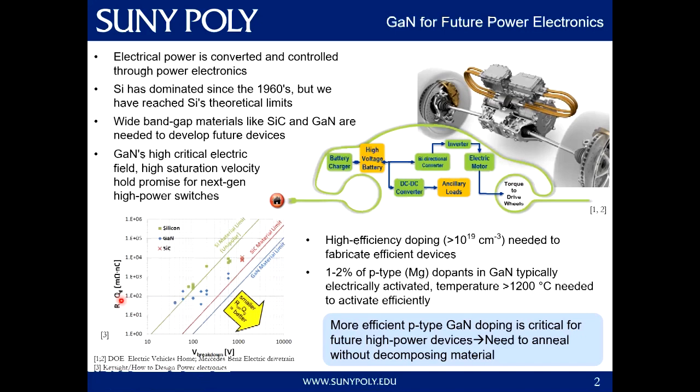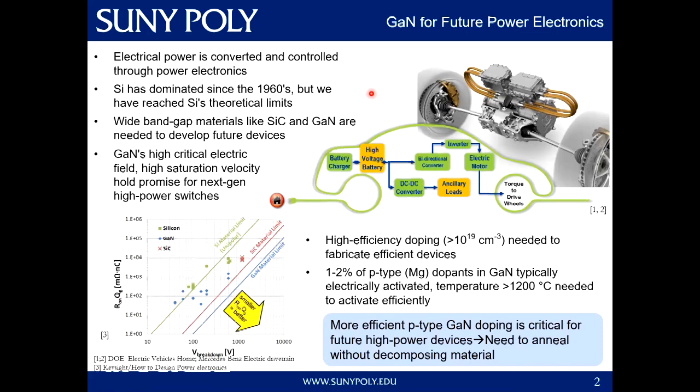So first, I'll introduce the usefulness of GaN as a power electronic substrate. Power electronics in general is the conversion and control of electrical power through circuit elements. In solid state power electronics, some architectures that do this include FETs, field effect transistors, inverters, thyristors, IGBTs, other things that those with an electrical engineering background will probably be familiar with. Silicon has dominated this field since the 1960s, but we're reaching silicon's theoretical limits.